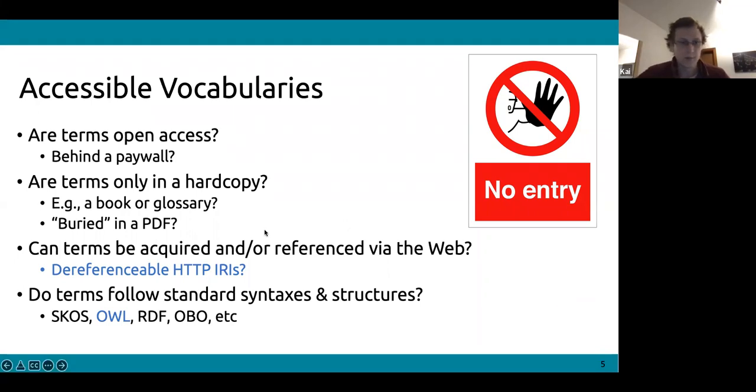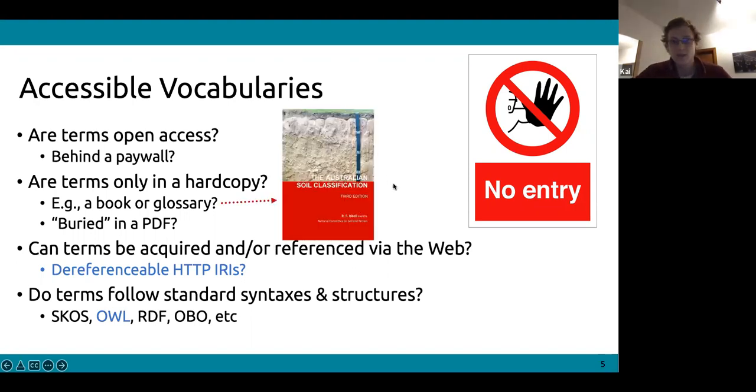And then, do the terms follow standard syntaxes and structures? There are a variety of these tools. I don't want to get too deep into all of it, but SKOS, Simple Knowledge Organization System, I believe, something along those lines. OWL, the Web Ontology Language, RDF, the Resource Description Framework. There are others, but would this vocabulary be accessible using one of these pre-existing standards or syntaxes, where a parser might have an idea of how to get through it, or what to look for, et cetera.